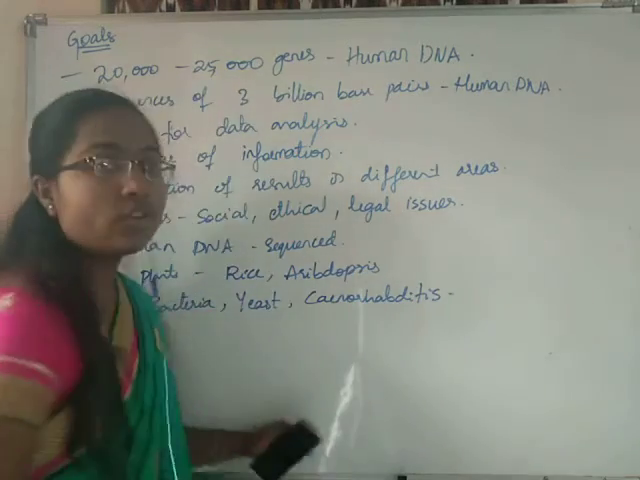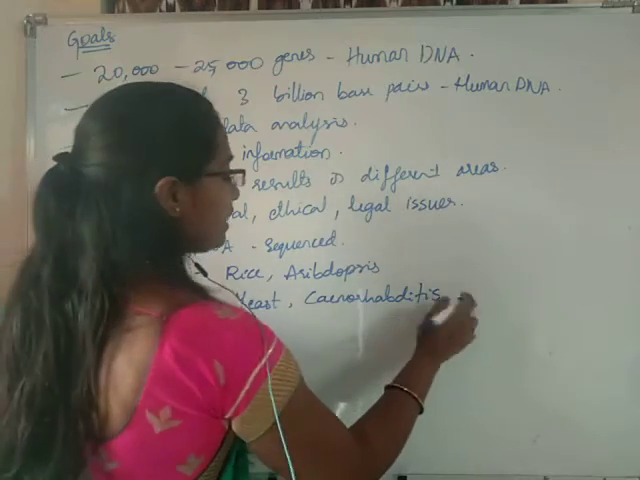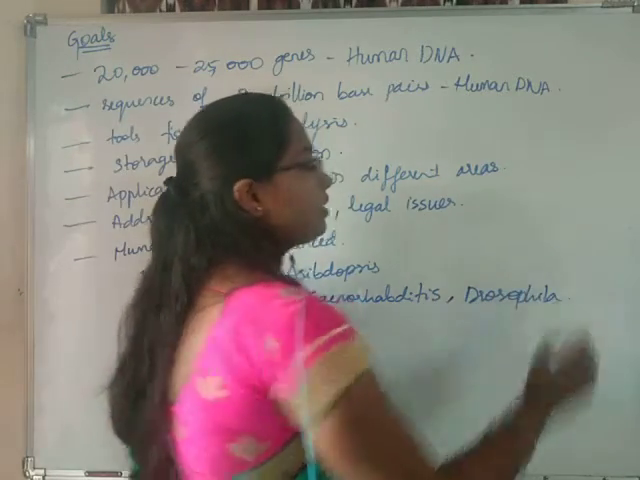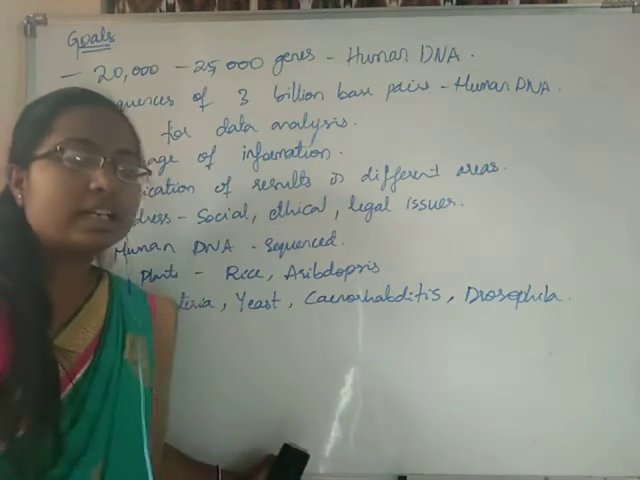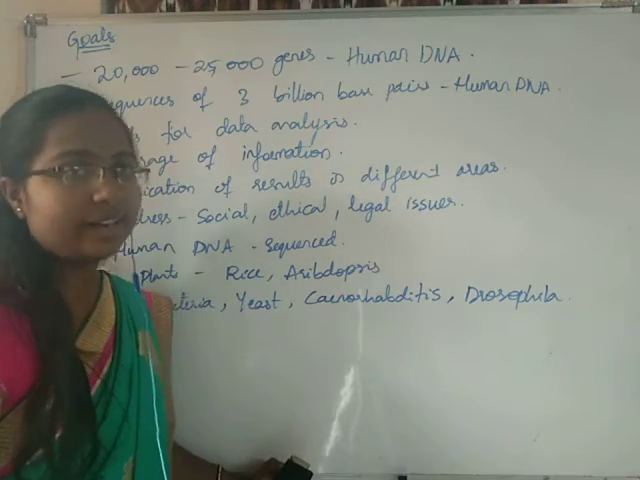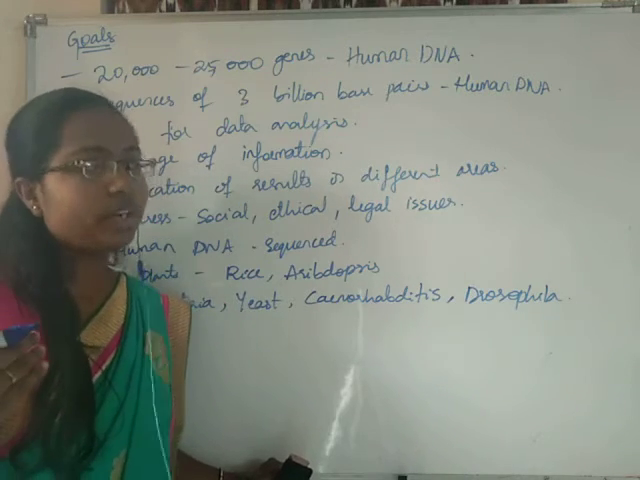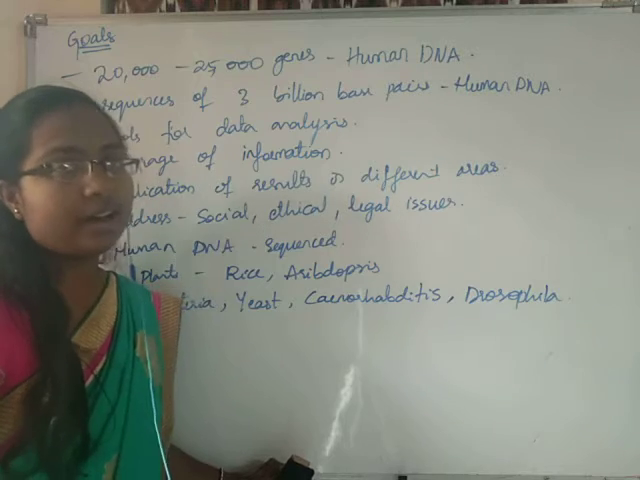Among other organisms, the genomes of bacteria, yeast, Caenorhabditis, which is a non-parasitic free living nematode, and Drosophila were sequenced, whose nucleotide base pairs were identified. Sequencing of genome is nothing but identifying the nucleotide base pairs. So, these are the ones whose nucleotide base pairs have been identified.